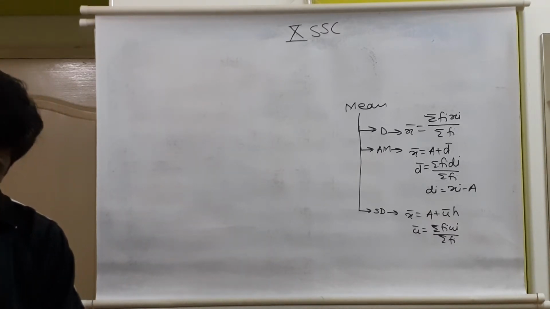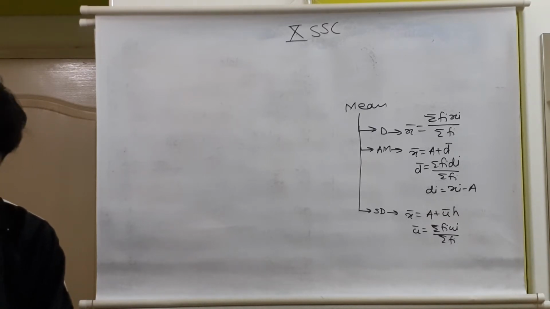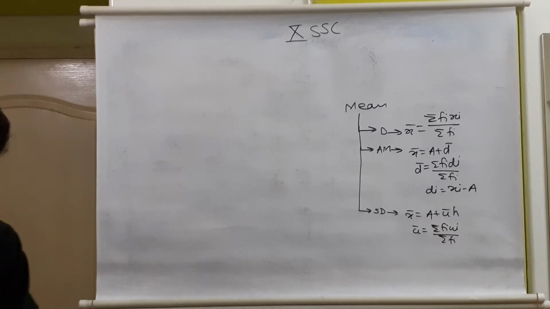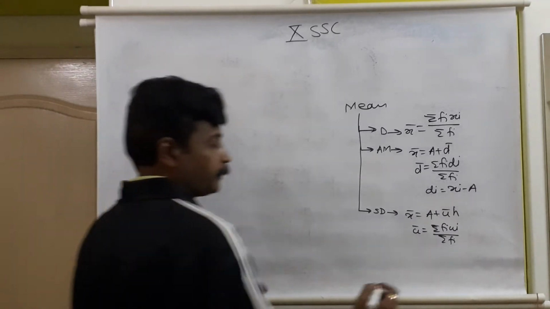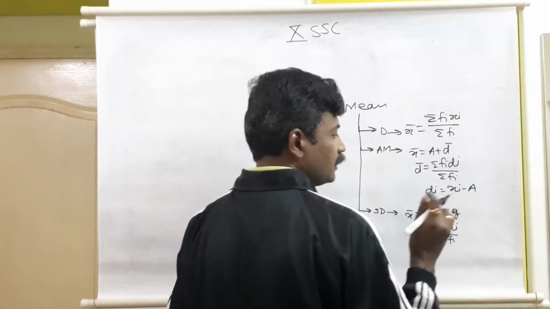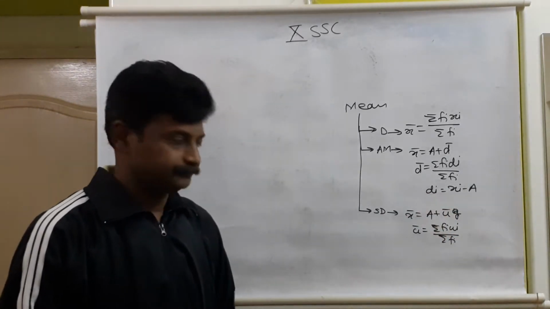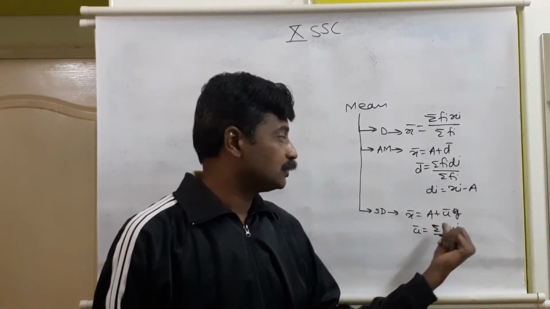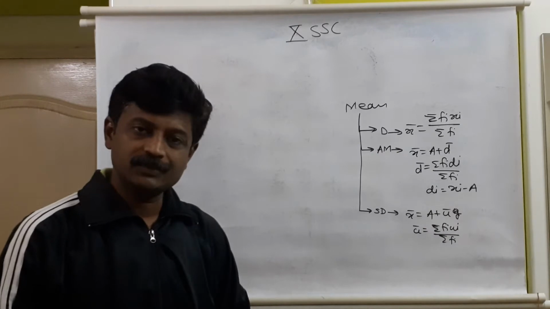Now to get u bar, just a minute, let me cross check it. I have a little doubt about this. The last one is not u bar h, it is u bar g. Yes, this one is g. G is nothing but the GCD. So x bar is equal to a plus u bar into g. u bar is equal to summation of fi ui upon summation of fi.